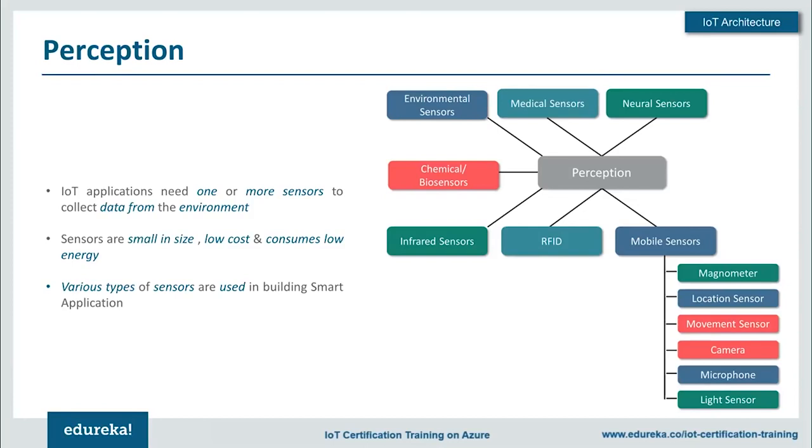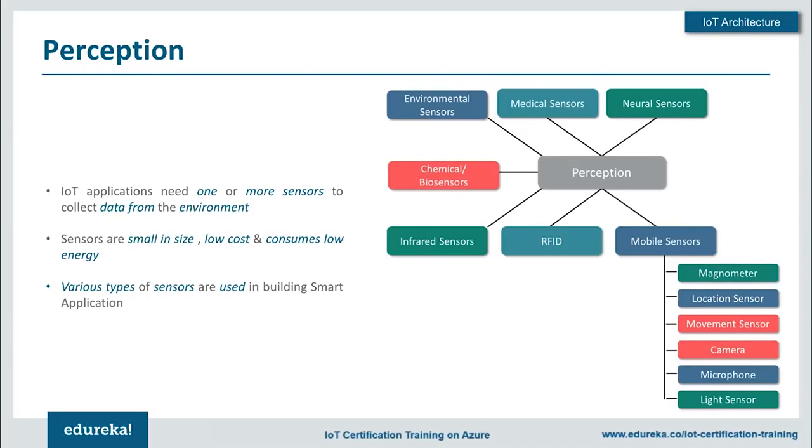Now, when I talk about sensors, we have various types of sensors. One of the easiest examples of sensors that can be seen on a daily basis is the sensors which are part of your mobile. You have a location sensor, you have a movement sensor, the camera is actually another sensor, your microphone, your light sensor. These are all various important aspects of your mobile that we use on a daily basis.